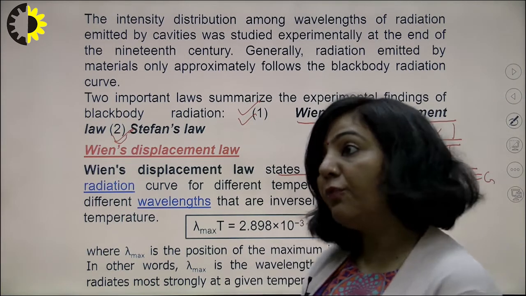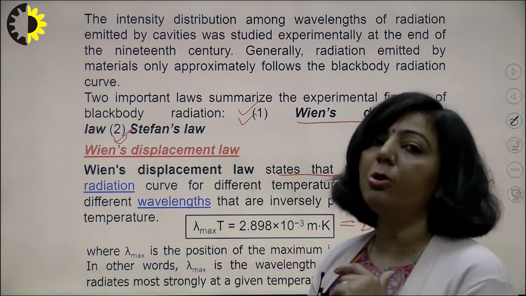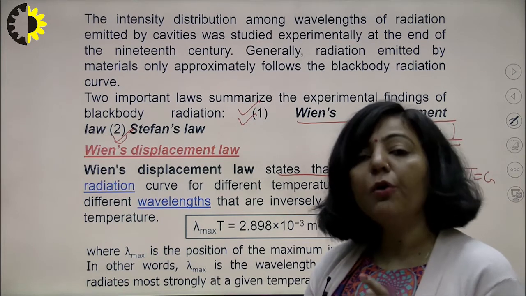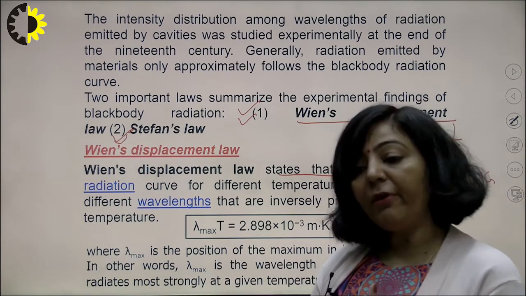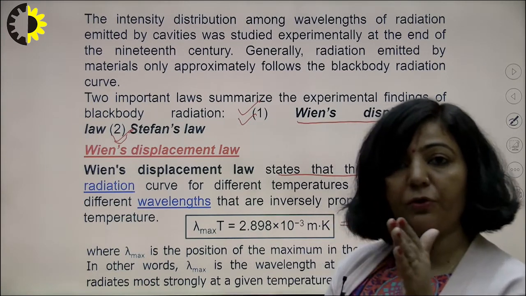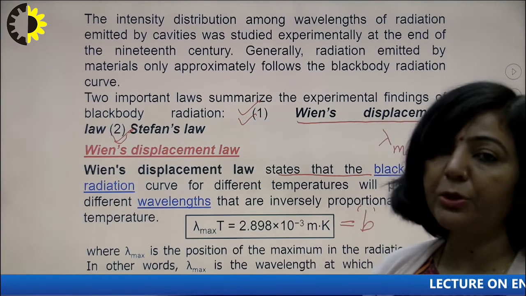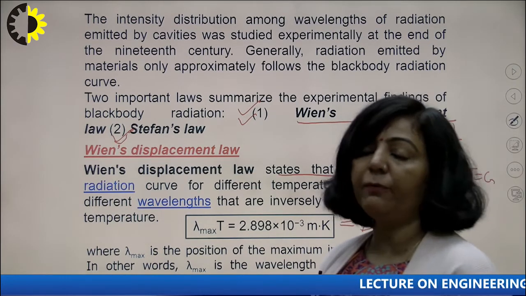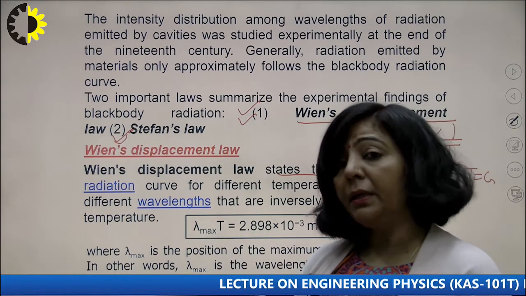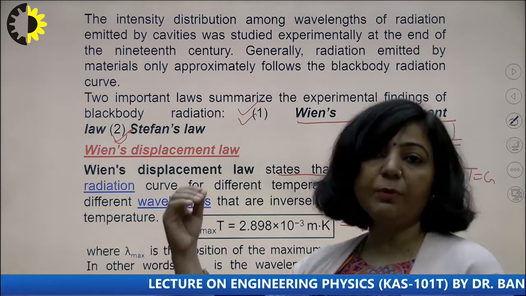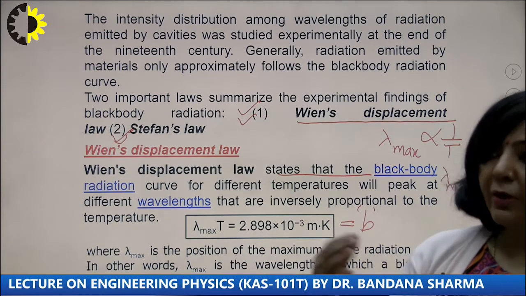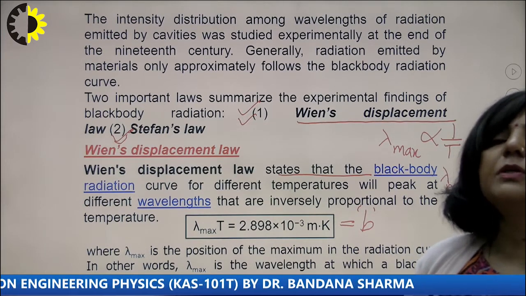What is the significance of Wien's displacement law? According to this law, that wavelength which is denoted by lambda max, for which you are getting maximum energy, is shifting towards the shorter wavelength region with the increase in temperature. It means if you have three different temperatures, T1, T2, T3, where T1 is minimum and T3 is maximum, then for T1 the lambda max will be maximum, and for T3 lambda max will have the minimum value out of these three. It means that lambda max is shifting towards the shorter wavelength.